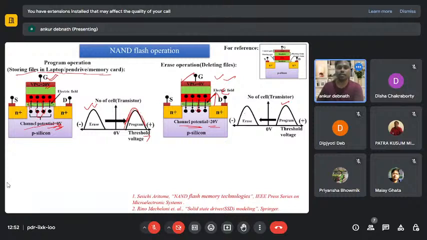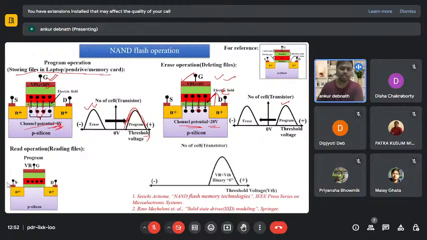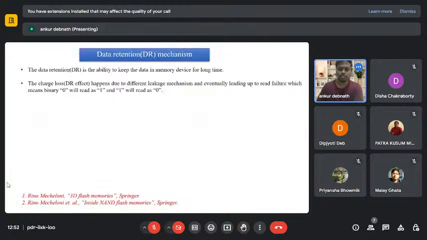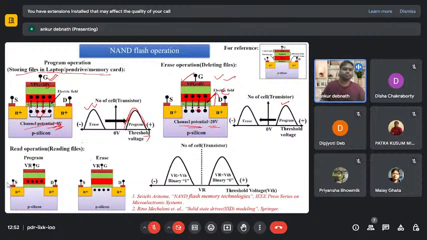So for reading operation, same thing actually. There are two things, program and erase. So reading operation is actually we have to decide whether the transistor is on or off. On or off. So basically, we are applying some potential here to the gate, and the electron is here.